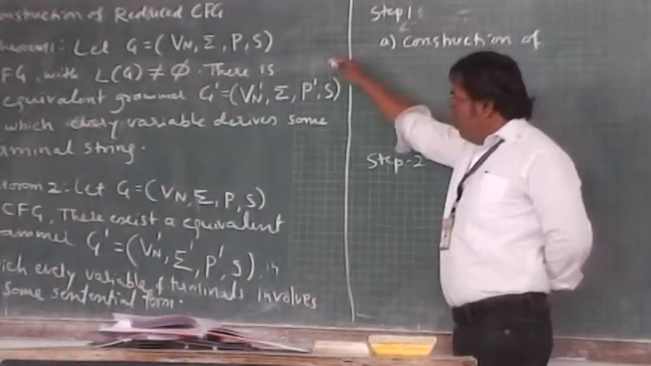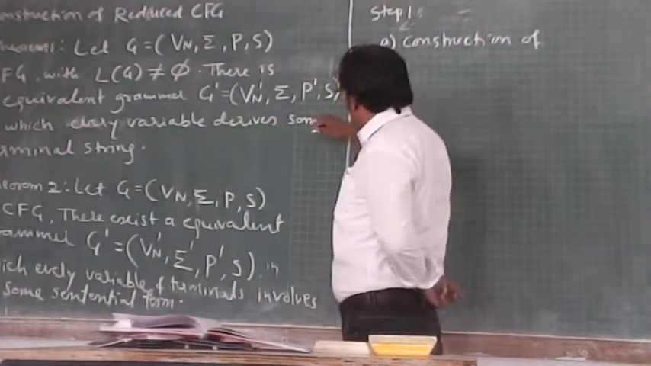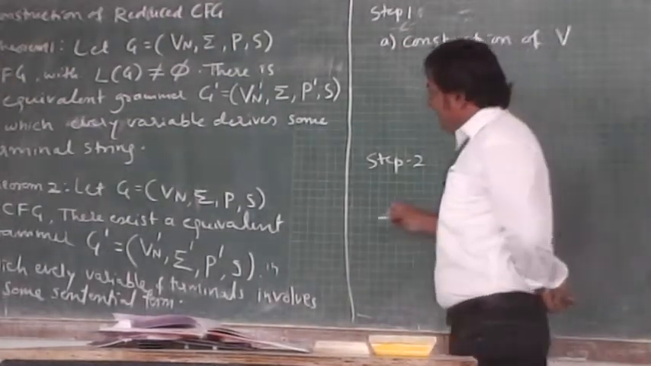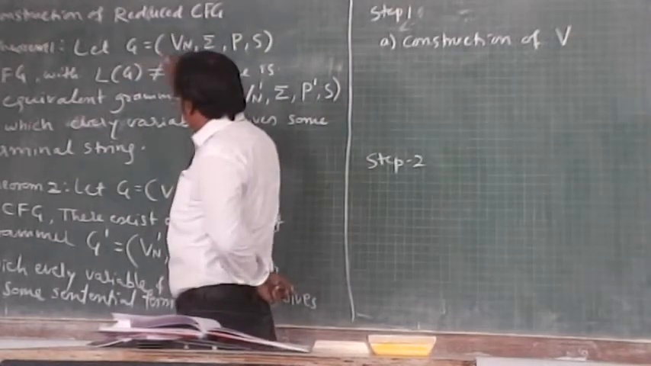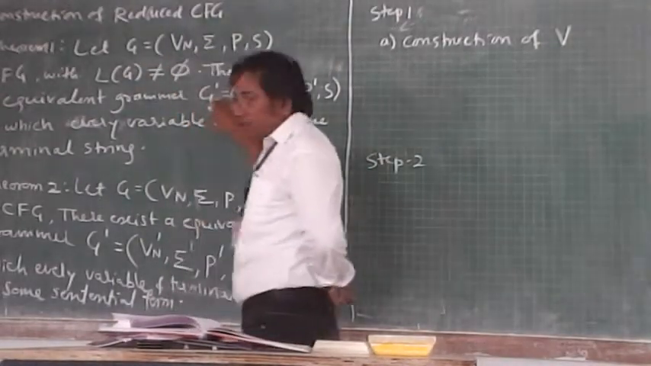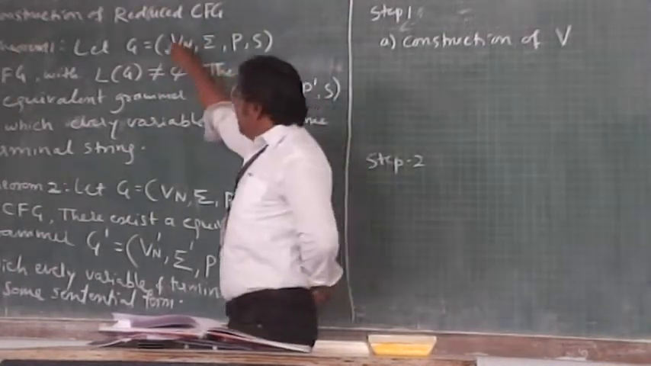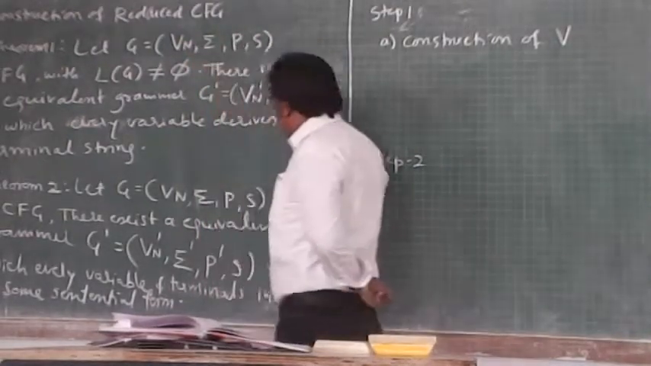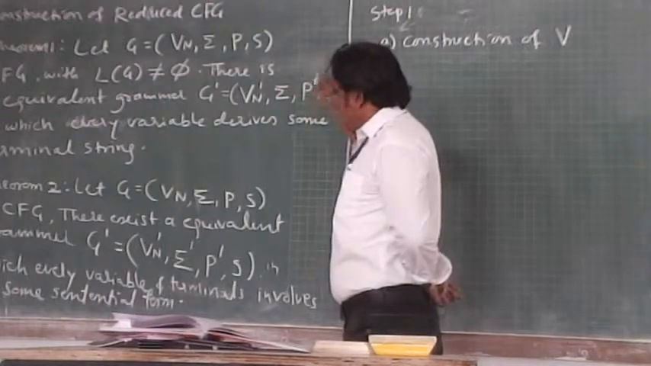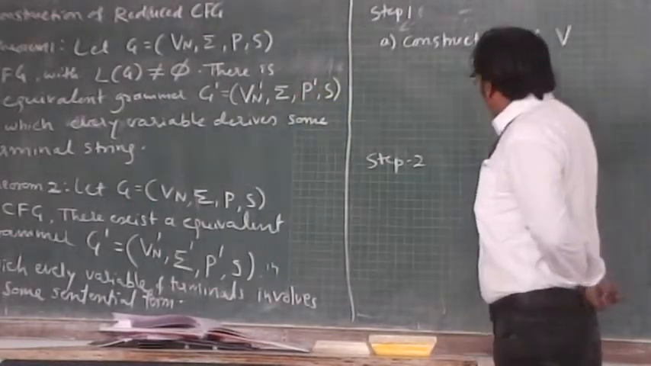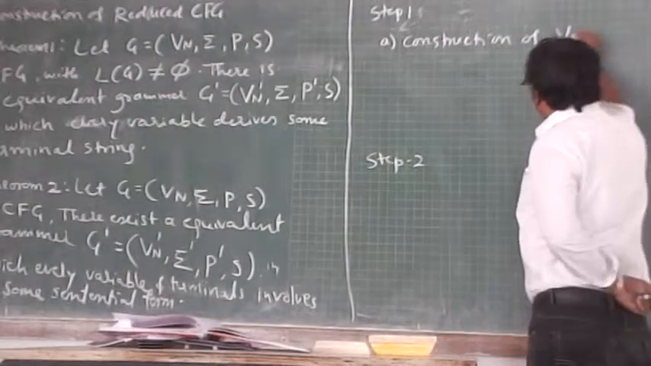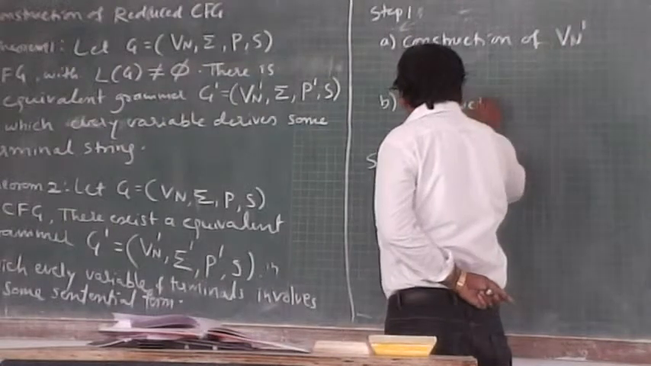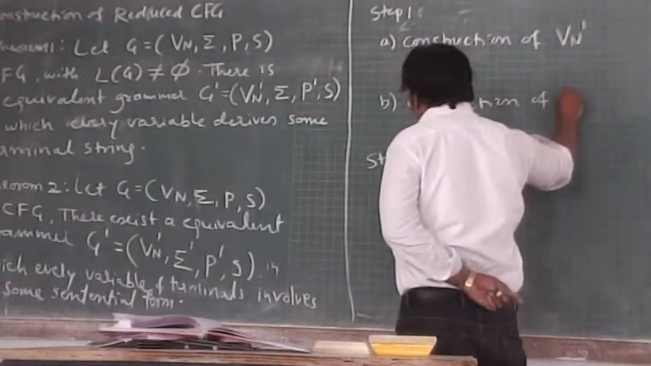So in the first step we will work out theorem 1, under which there is a step A in which we are constructing, as you can see, from this given grammar G dash, where Vn dash, the change is in Vn, the number of variables, and the number of productions. So Vn dash and P dash here we are working on. So here we are looking at two steps. First step is construction of Vn dash, and second step is construction of P dash.